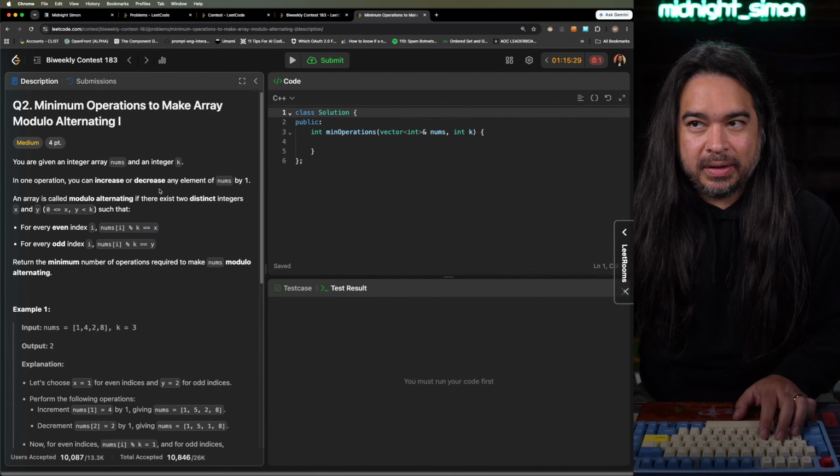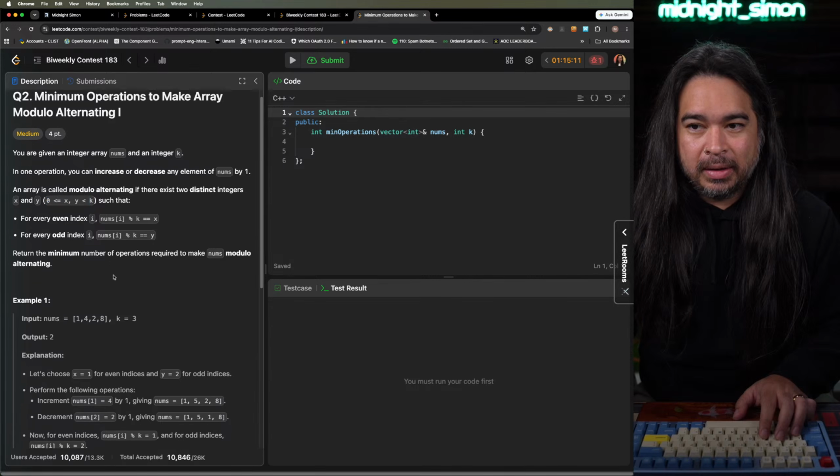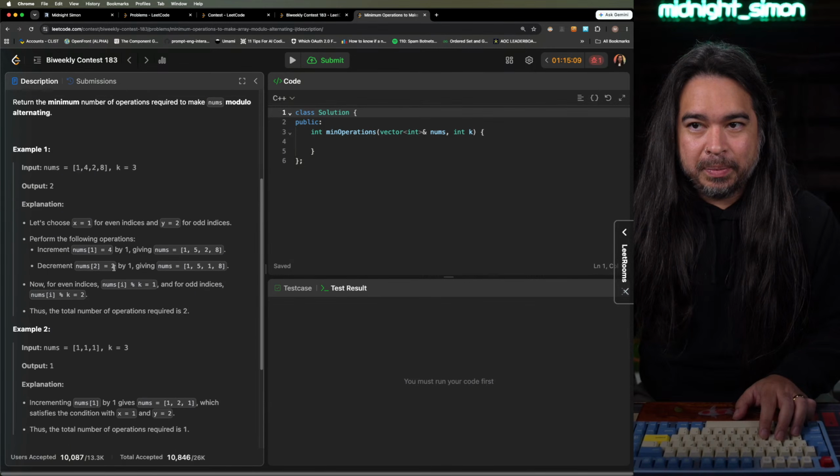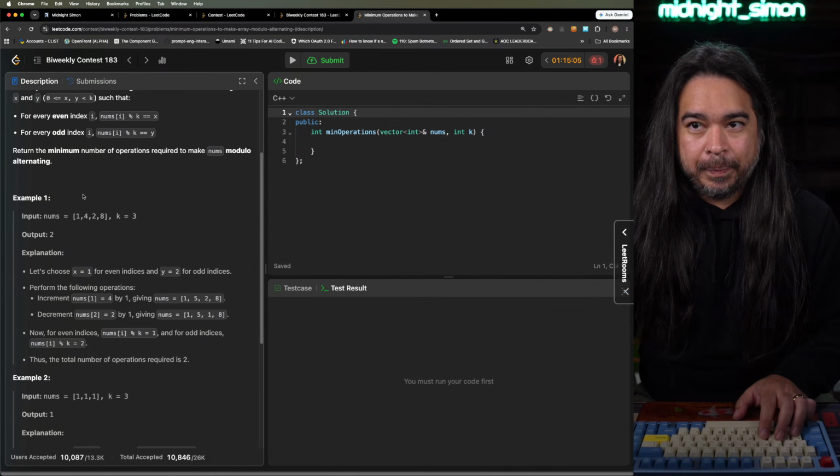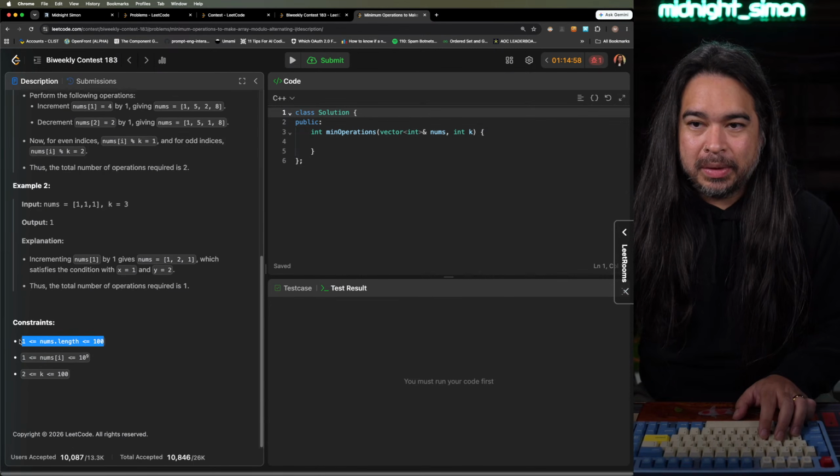First thing is, what is k? So k is what we're modding by. That means x and y must be from 0 up until k, or less than k. So how do we know if there's two numbers? I guess what we can do is... how do we decide those two numbers, man?